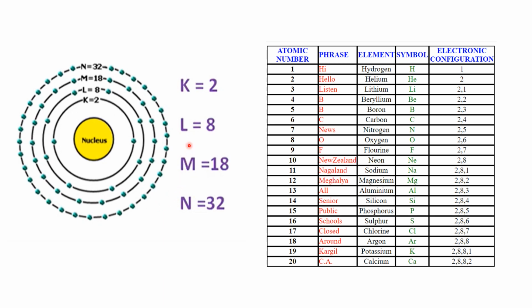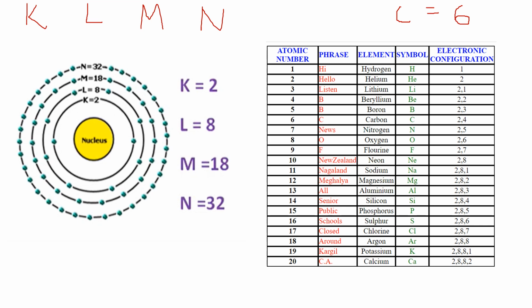For writing the electronic configuration, what we have to do is make K, L, M, N. Suppose we take the element carbon. How many electrons does carbon have? It is 6. So we have to distribute the 6 electrons in all 4 shells. So how can we do it?